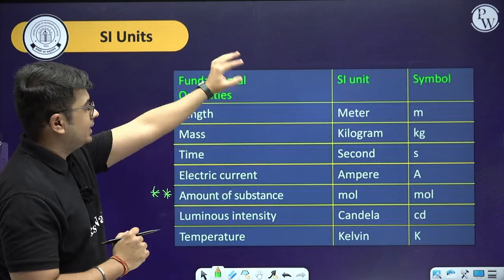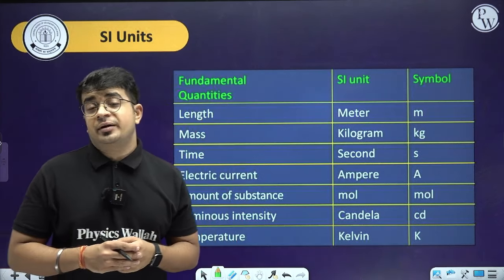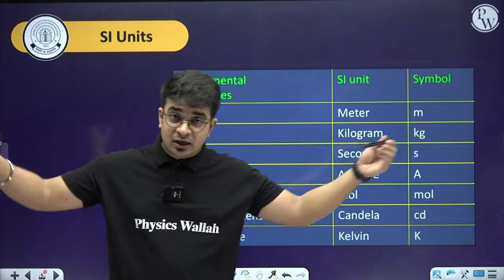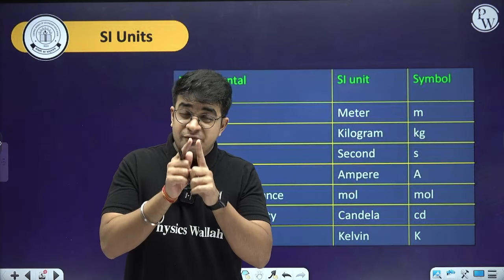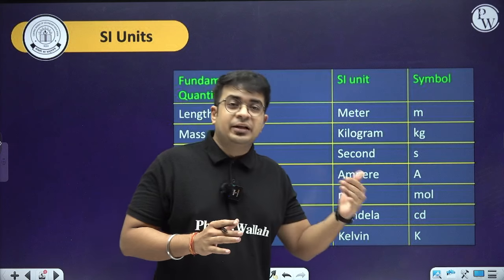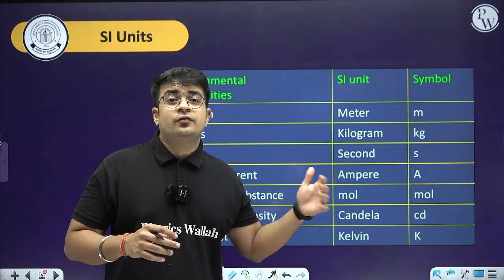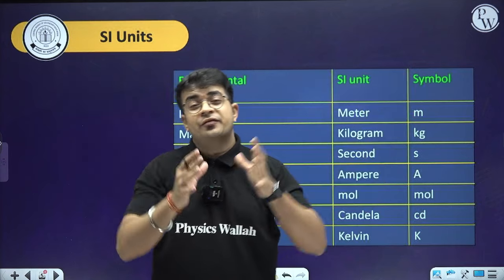Now let's say I have an experiment which talks about the measurement of length. Now there might be a chance that that particular length is very large. There might be a chance that particular length is very small. So in that case, I can use certain prefixes to explain about the nature of that particular measurement. It may be a large analysis, it may be a very small analysis.